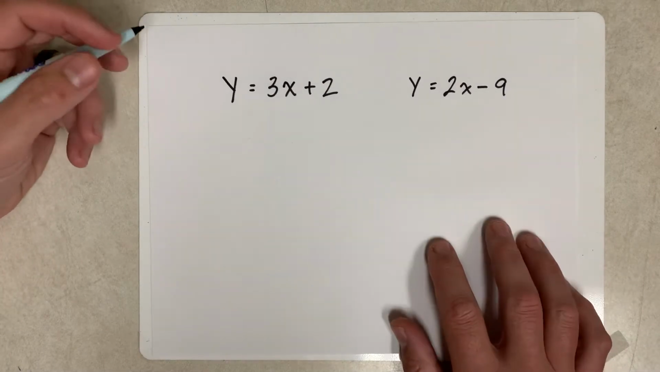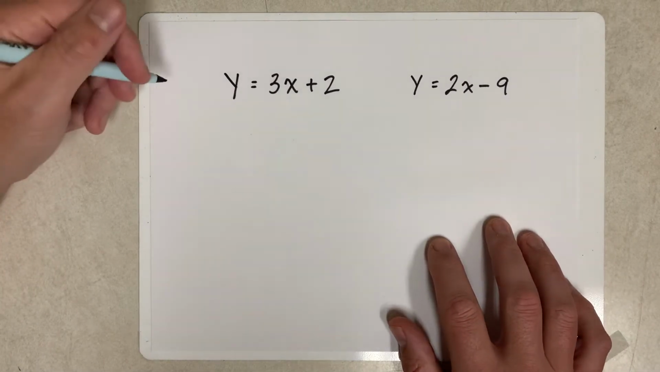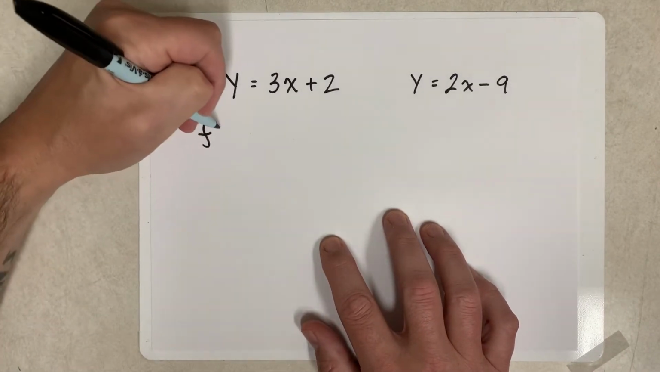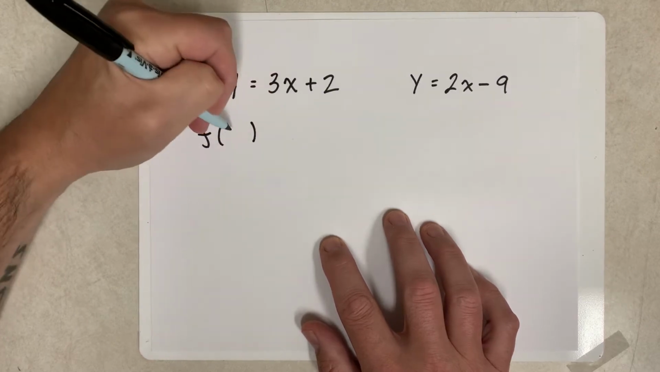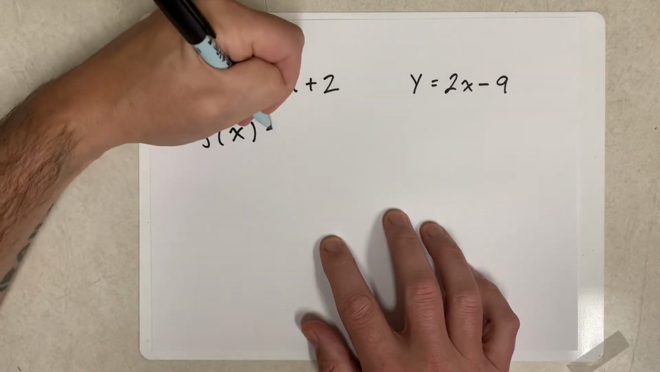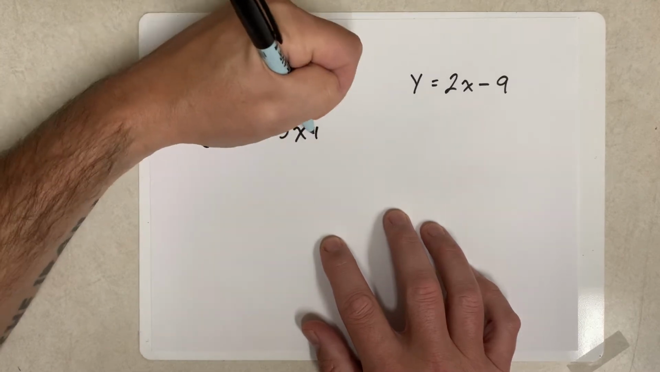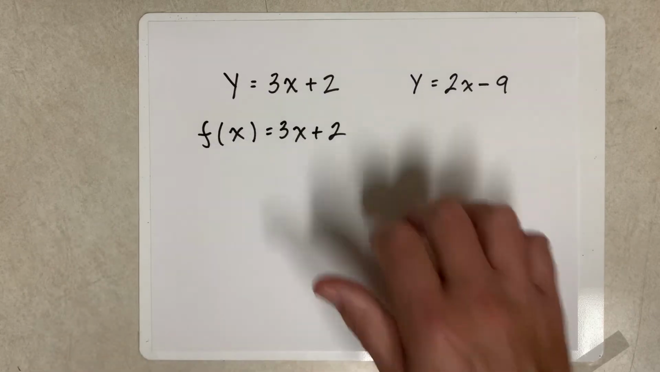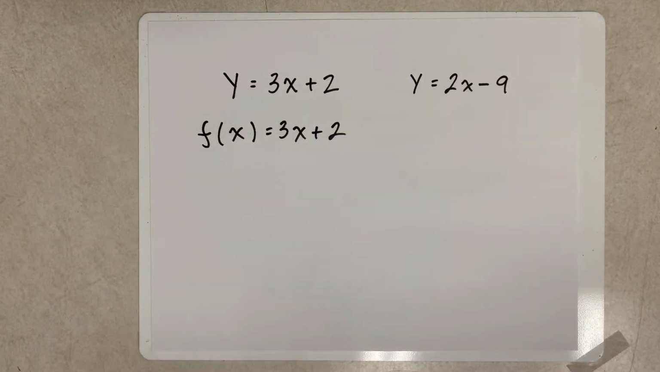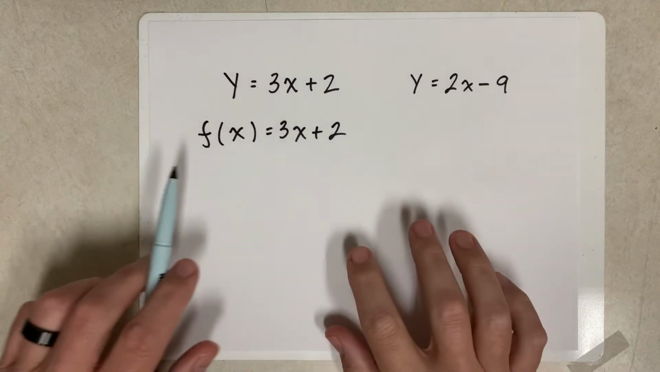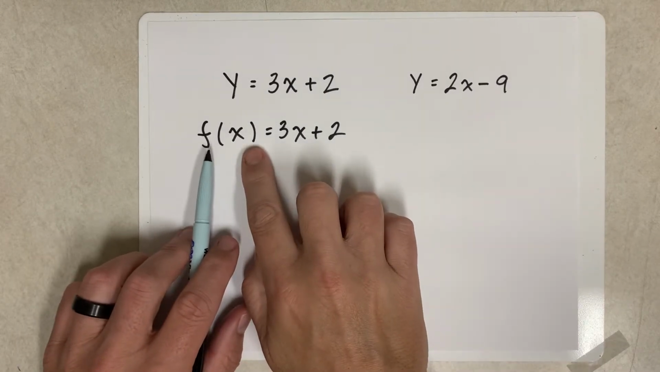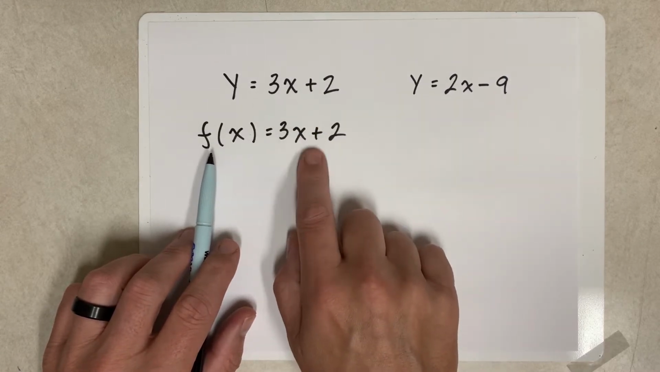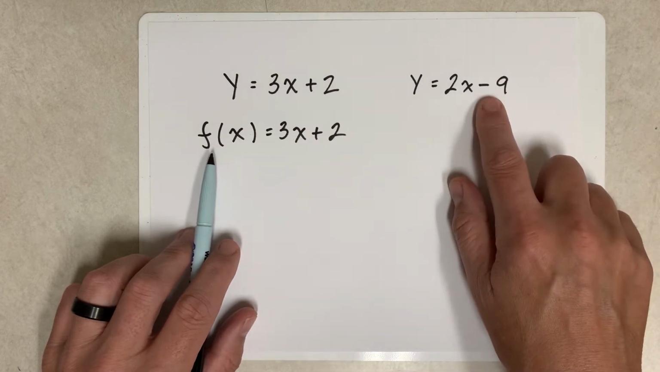So what we do is we use something called function notation. Function notation has an f, and the f stands for function, with some parentheses, and then x, equals 3x plus 2. What I've done is I've taken this equation and named it f of x. We usually use f, but we can use other letters too. Now I can say, what is f of x equal to? And the person can clearly say 3x plus 2 and won't say 2x minus 9.